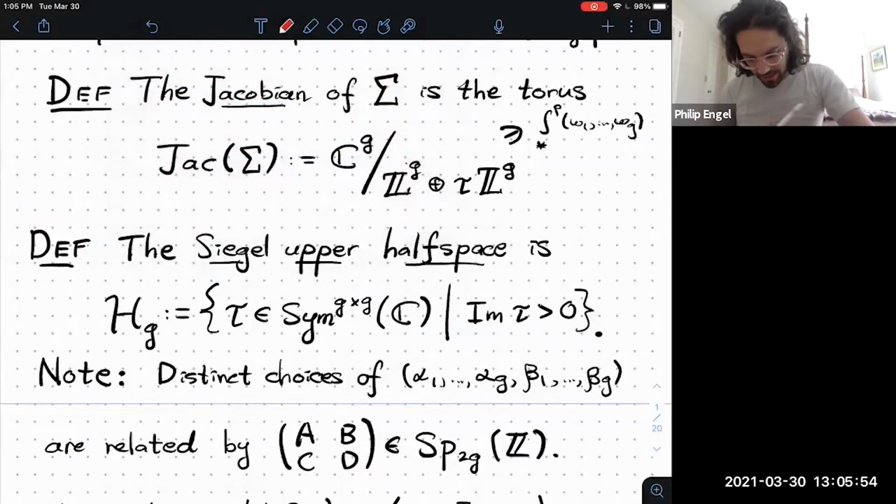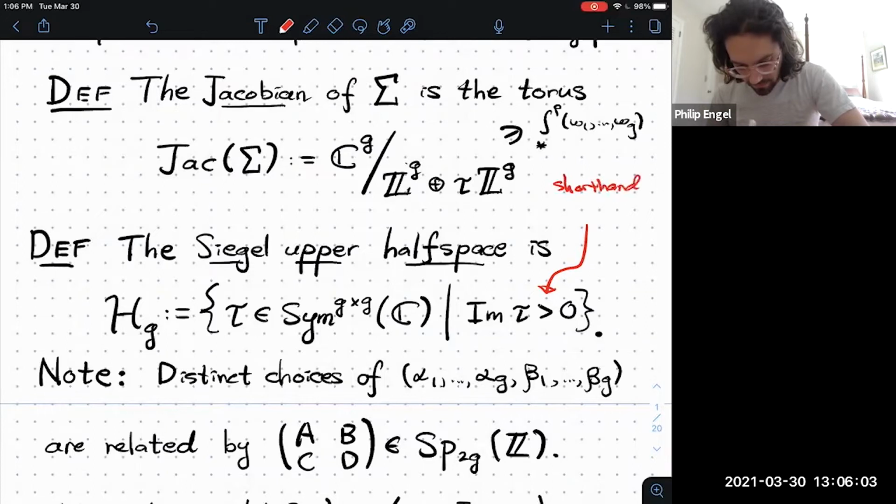So I'm just using this greater than 0 as shorthand for positive definite.